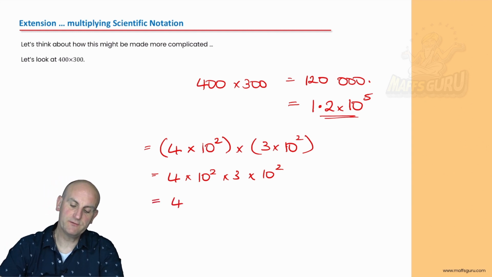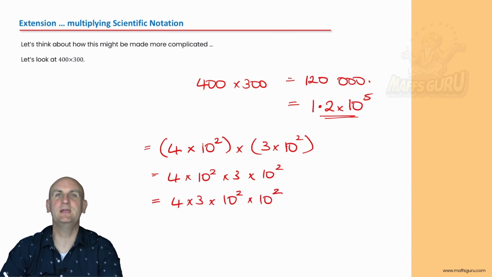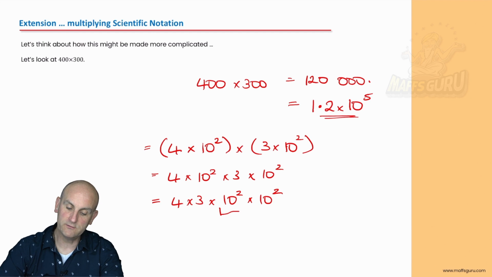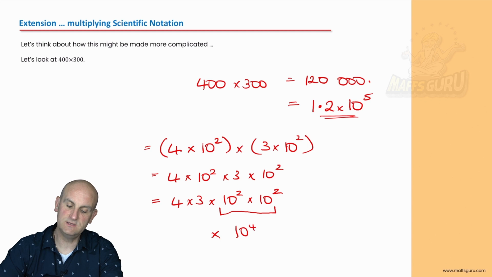So I'm now going to write that as 4 times 3 times 10 to the power 2 times 10 to the power 2. We've got some index notation stuff here. We've got some powers. What is timesing? And we absolutely do. So there we go. What do we notice? Well, when we have two bases that are the same, that are multiplied together, we add the powers. So that becomes 10 to the power 4. And we know that 4 times 3 is 12. And lo and behold, there we go.